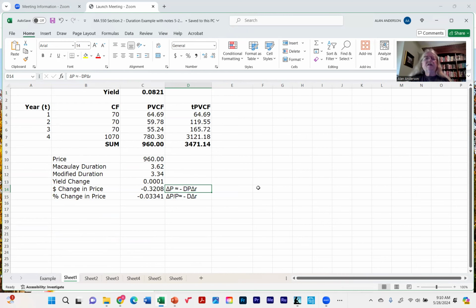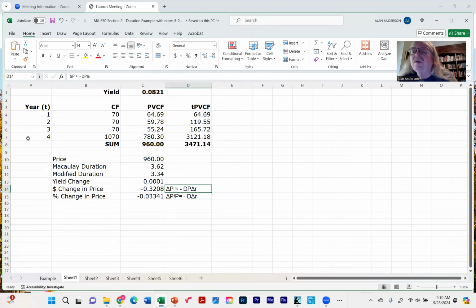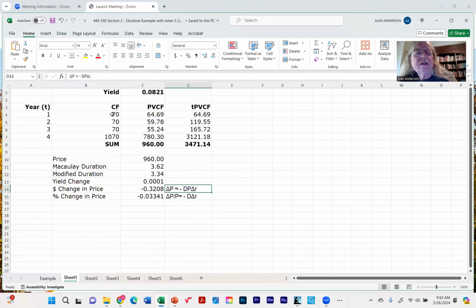Now, if you notice, it's set up in a nice little table. It's so easy, like I said. What do we know? It's a 4-year bond. Now, by the way, we're assuming annual coupons just to keep it simple. We'll see later on how to adjust it for semi-annual cash flows. 4 years, annual coupon of 70 right here.